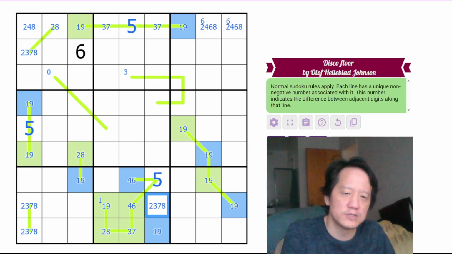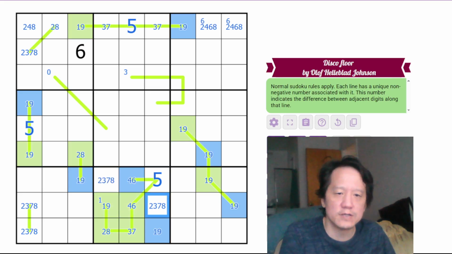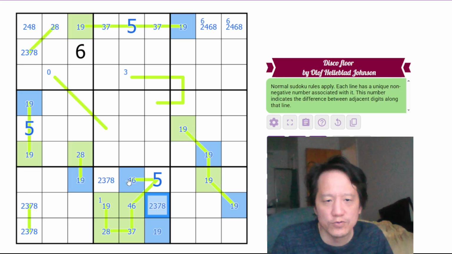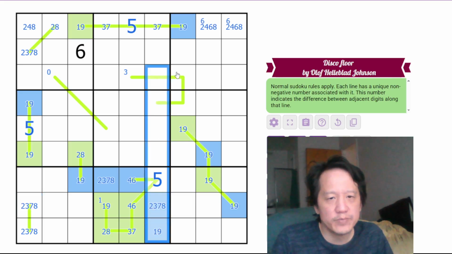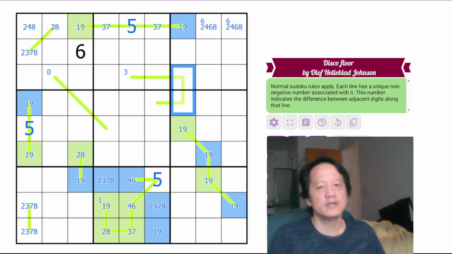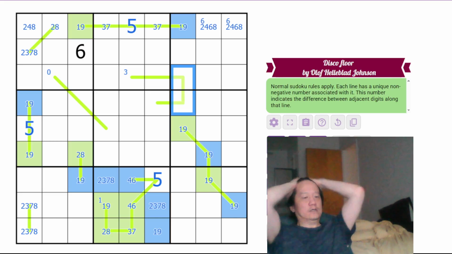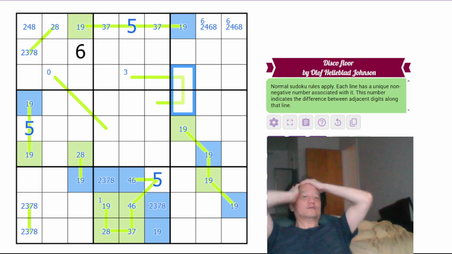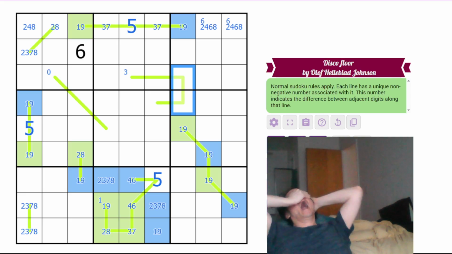So this is 2, 3, 7, or 8, 2, 3, 7, or 8. And these are both blue versions. Blue 1-9 cannot, this cannot be 2 or 8. It's a difference of, sorry, it can't be 1 or 9.